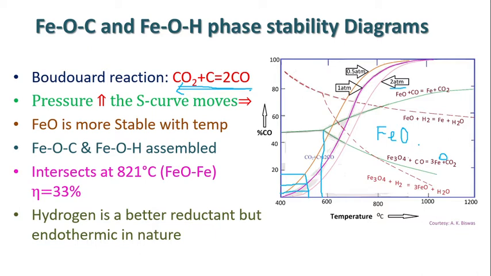Okay, here in this plot, iron-oxygen-carbon and iron-oxygen-hydrogen. The hydrogen line, the red dashed line, is your hydrogen line. Okay, reduction by hydrogen. All the reactions are taking place with respect to hydrogen.